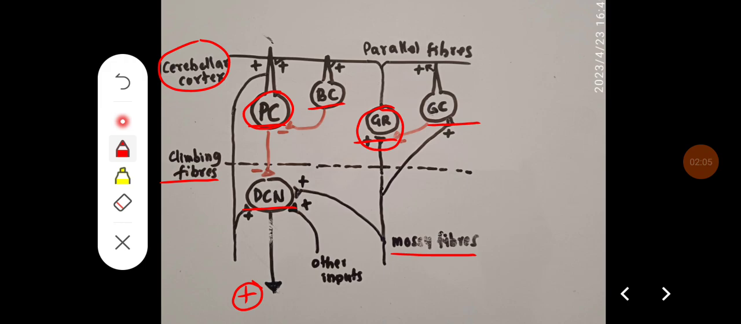So thus the activity in the cerebellar cortex is going to modulate the activity of the Purkinje cells, and Purkinje cells in turn will modulate the excitatory output from the cerebellum. And that is how, whenever there is a lesion in the cerebellum, the excitatory output from the cerebellum is lost and the person develops hypotonia.